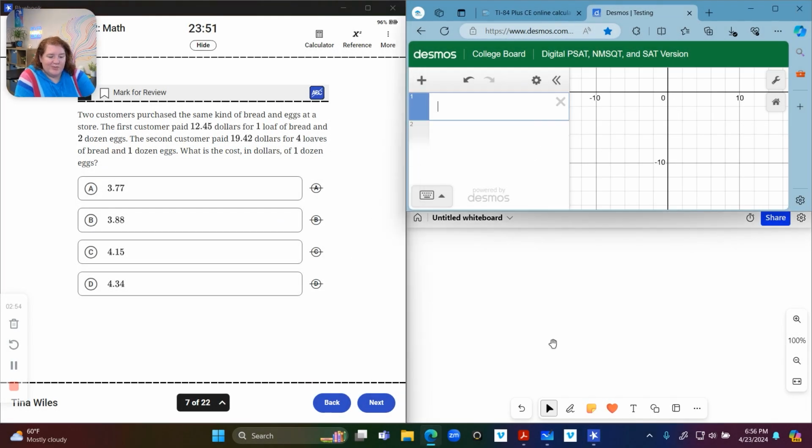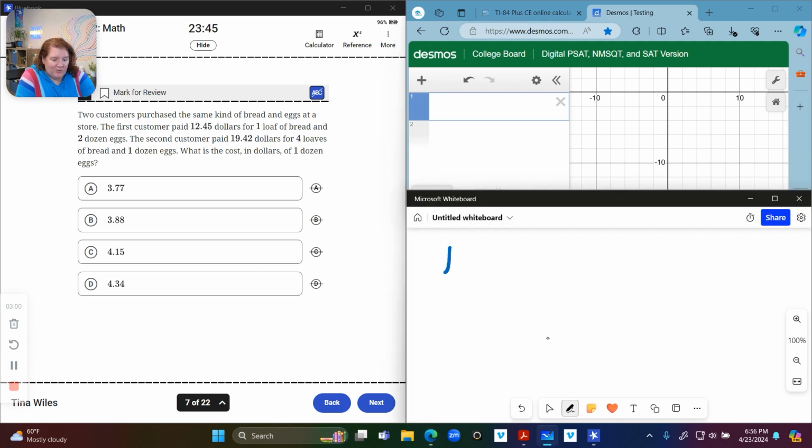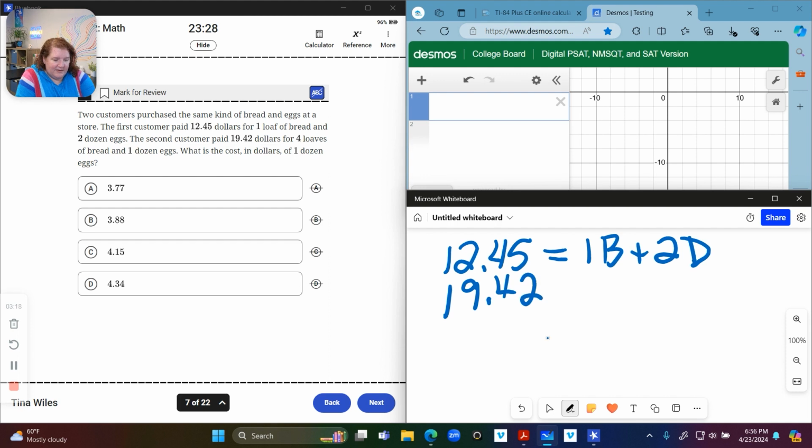Number 7, 2 customers purchased the same kind of bread and eggs at the store. The first customer paid $12.45 for 1 loaf of bread and 2 dozen eggs. The second customer paid $19.42 for 4 loaves of bread and 1 dozen eggs. So you do have to write the equations for this one before you can solve it. I can solve this by elimination or substitution, whichever you like.